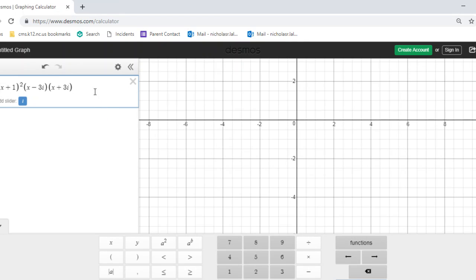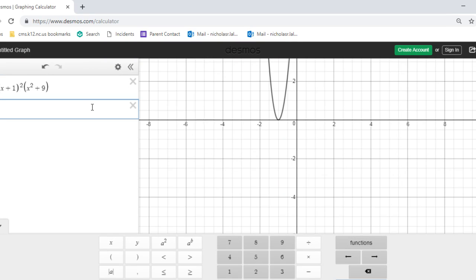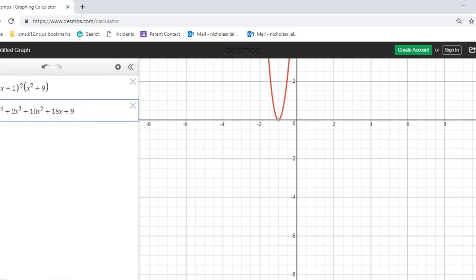Oh yeah, so what you have to plug into Desmos is you have to simplify by multiplying your imaginary numbers into x plus 1 squared times x squared plus 9. This will be equivalent to x to the 4th plus 2x cubed plus 10x squared plus 18x plus 9. And now the graphs are equivalent.